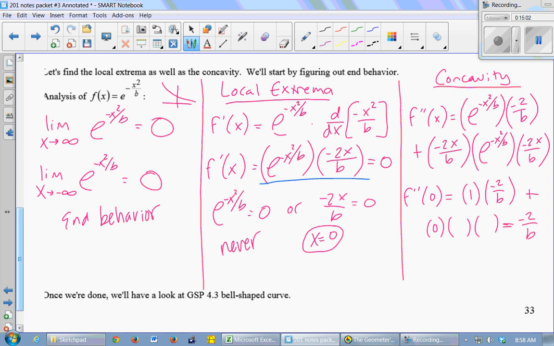Is that positive or negative? It's negative because they told us that b is always positive. So it's negative 2 over some positive number. It's negative. So f double prime of 0 is negative, which means that at 0 the function is concave up or down? Down. So if you have an extreme value and the function's concave down, that extreme value would have to be a maximum.